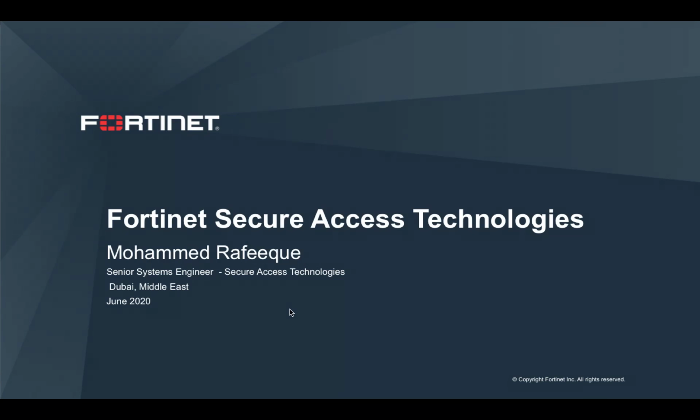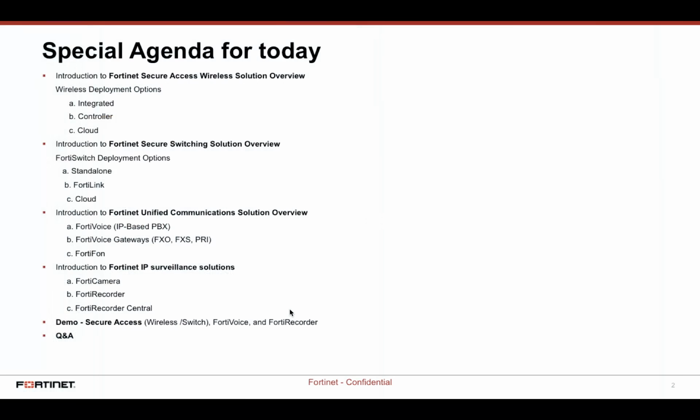So quickly to start with our today's topic, I want to review the agenda once again. On a high level, we are going to cover the secure access wireless solution offering, where we are going to talk about the integrated platform, controller, and cloud onboarding. So different management platforms when it comes to wireless solution offering. Then similarly, we have the Fortinet secure switching solution overview, where we are going to cover the deployment modes, the management possibilities, or deployment options with secure switching.